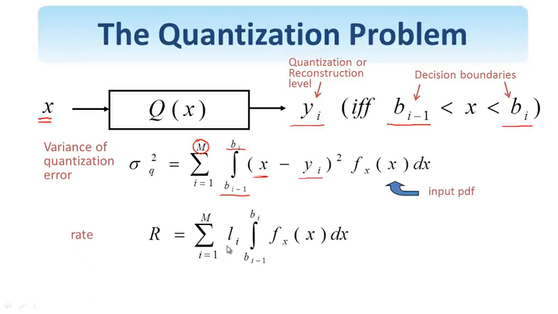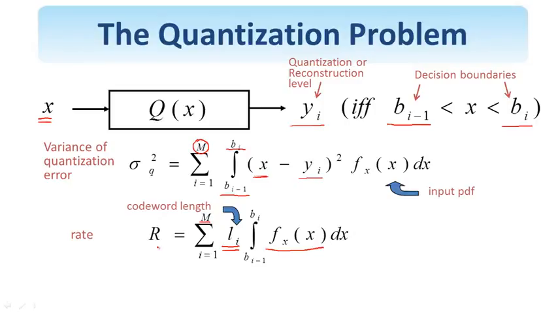So L_i is the length of the code word which is used to encode the level y_i, and this is multiplied with the area under the probability density function curve inside this bin, from b_{i-1} to b_i. So this is summed over all m bins, and therefore it gives us the average code word length.